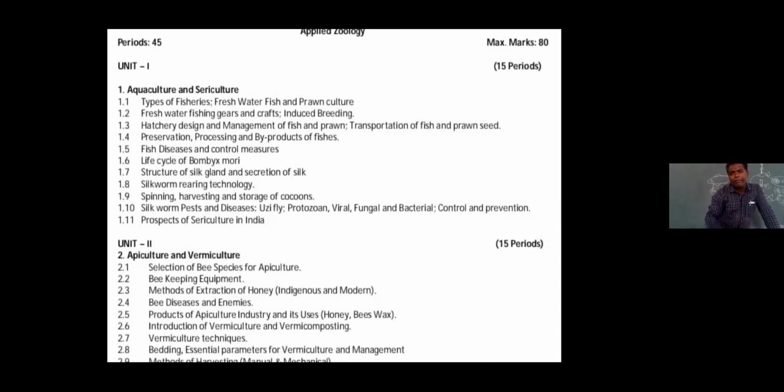Now what happened? See, for example, next one, hatchery design. That means hatchery design and management, fish and prawn. How is the dike constructed? How is the pond constructed? How are the nursery pond, rearing pond, stocking pond and so on constructed for prawn culture and fish culture? That management is called hatchery design.